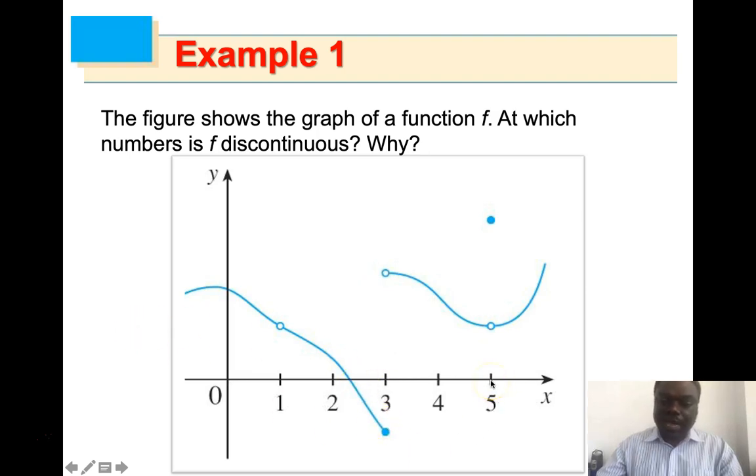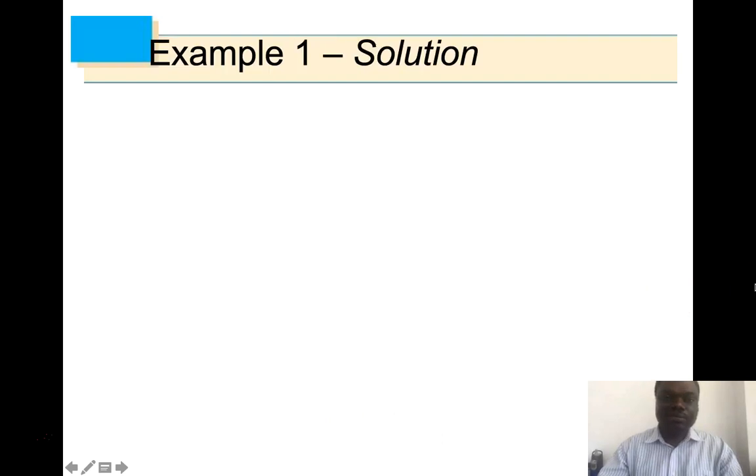At the point 5, the function is defined. This is the value of the function. The limit as x approaches 5 exists. From the left and from the right is the same. But the limit is not equal to the value of the function. The limit is this value. But the function's value is this. So it is also discontinuous at x equals 5.